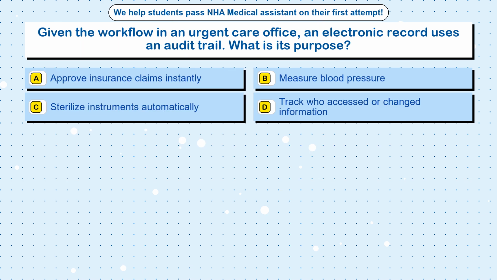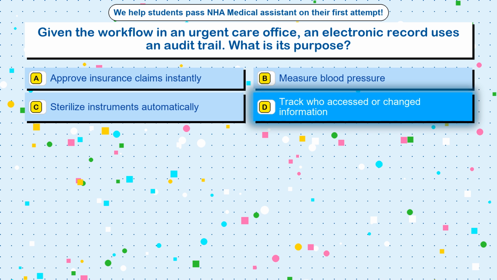Question 19. Given the workflow in an urgent care office, an electronic record uses an audit trail. What is its purpose? Option A, approve insurance claims instantly. Option B, measure blood pressure. Option C, sterilize instruments automatically. Option D, track who accessed or changed information.